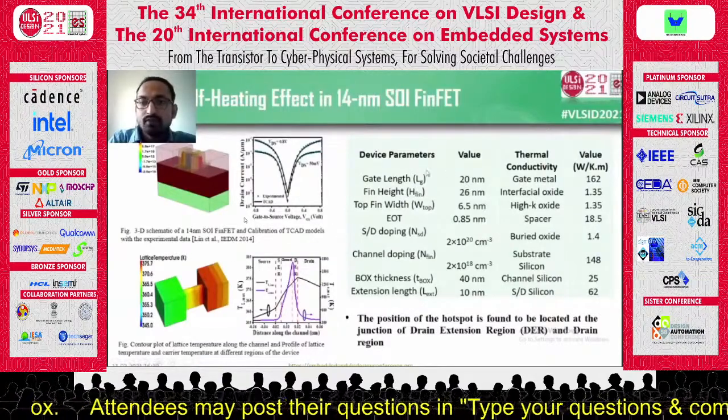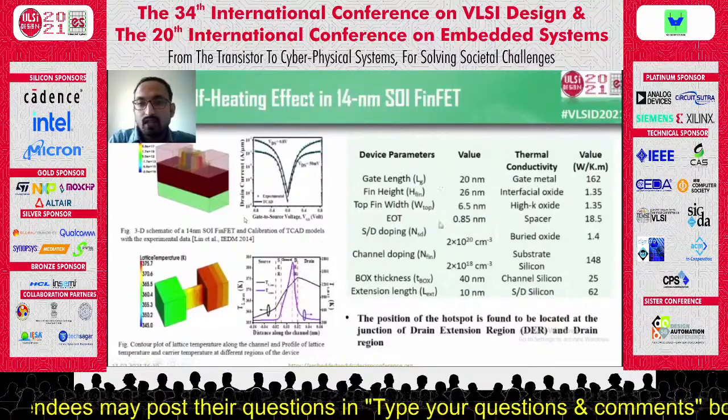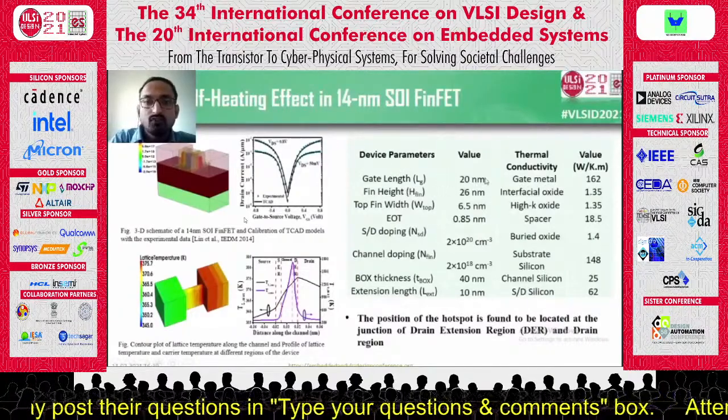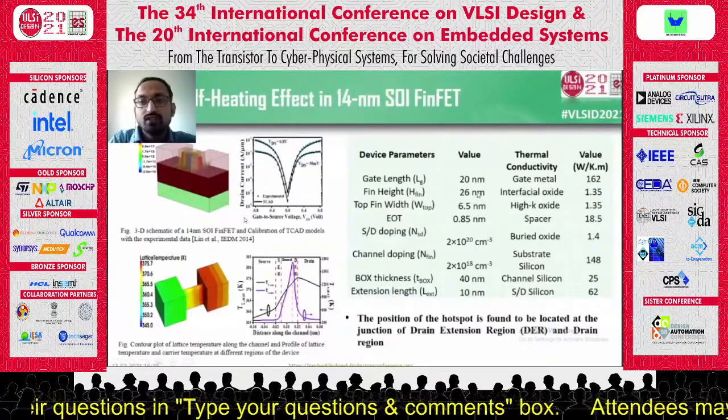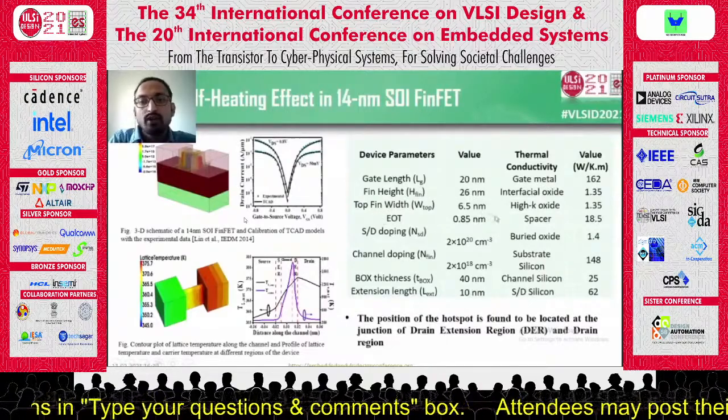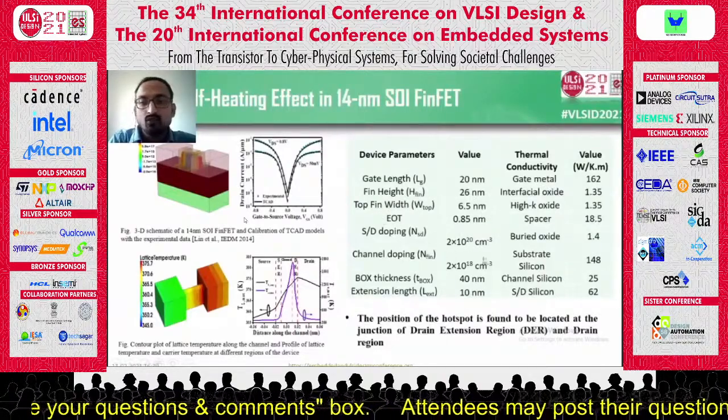The various device parameters are listed here. We have used a gate length of 20 nanometer, fin height of 26 nanometer, EOT of 0.85 nanometer, and these are the dopings and so on.